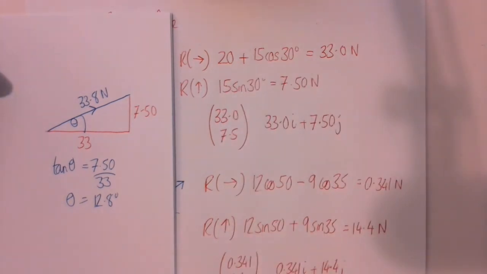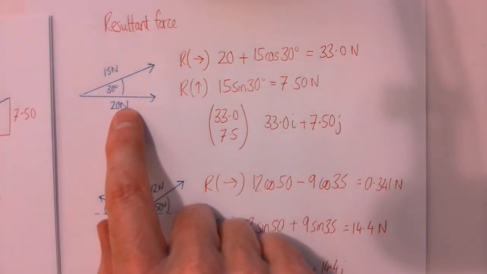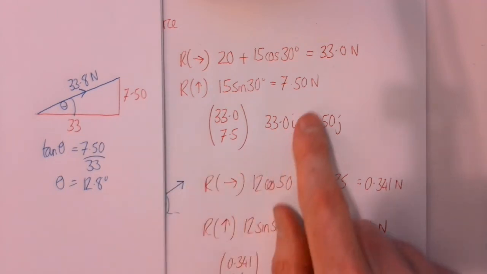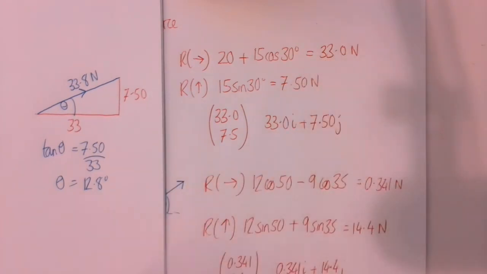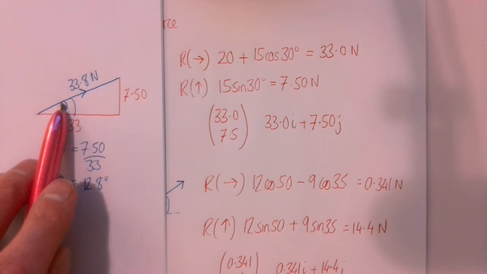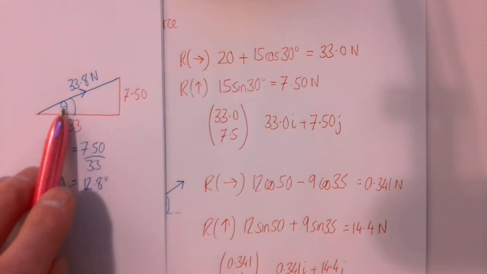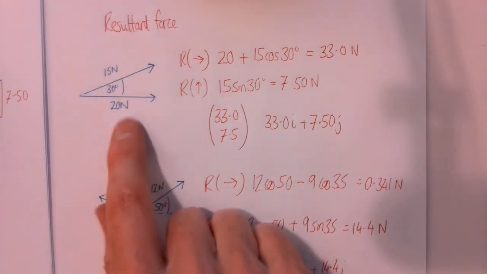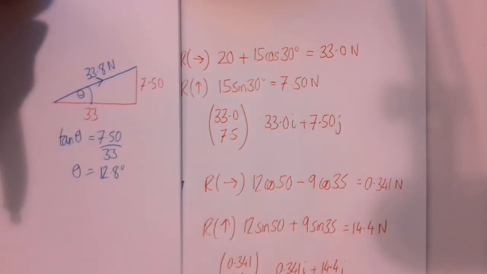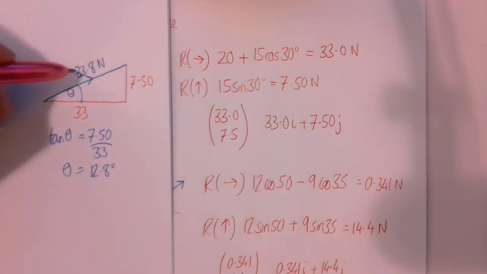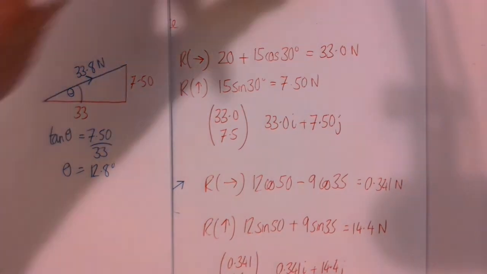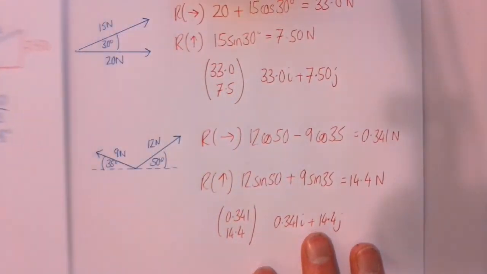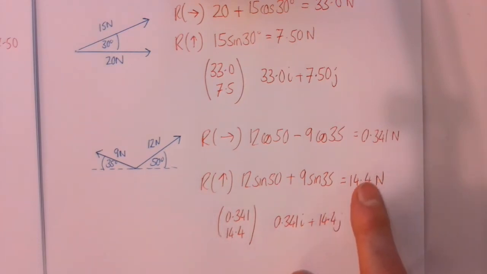So the overall effect of those two forces in combination, we worked out the components, and we've said the overall effect is a force of 33.8 newtons in that direction there. That is the resultant force when those two forces combine. The resultant force is a force of 33.8 newtons at a direction of 12.8 degrees. So do you want to work out the resultant force of our second example? We've got the horizontal and vertical components. Pause and have a go.